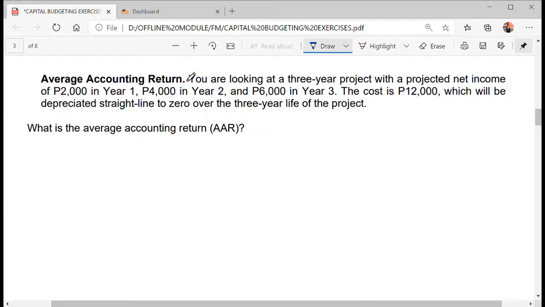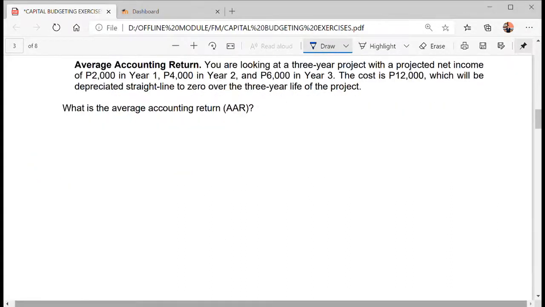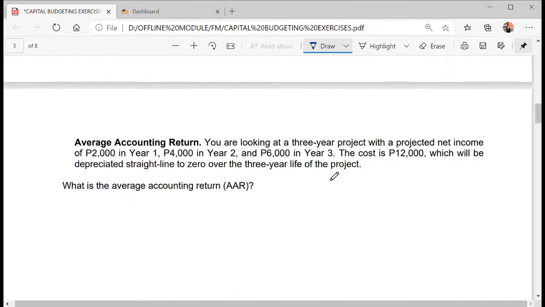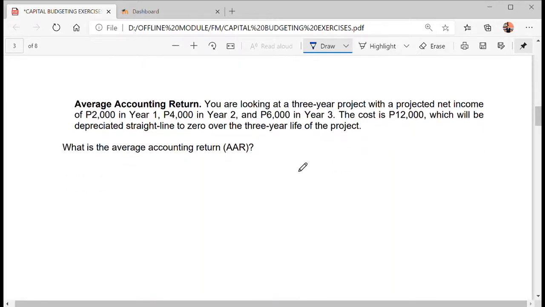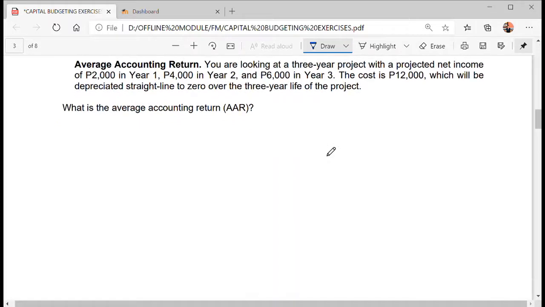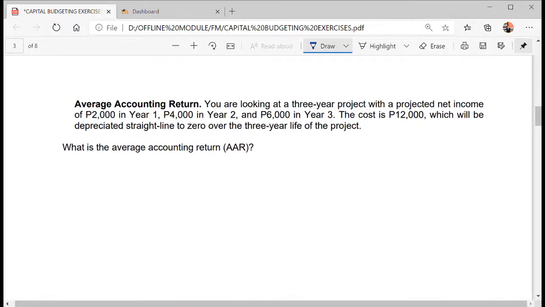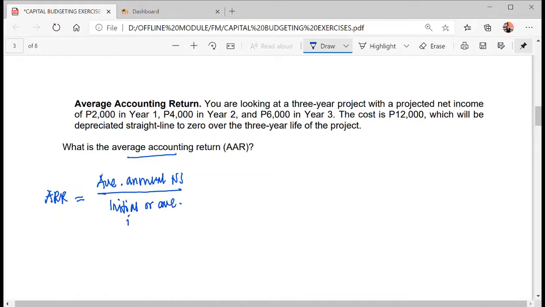Next, we have accounting rate of return. Remember what our formula is for the accounting rate of return. That's equivalent to average accounting rate of return. They're the same, ma'am. So this is your accounting rate of return, which is equivalent to average annual net income over your initial investment or average investment.